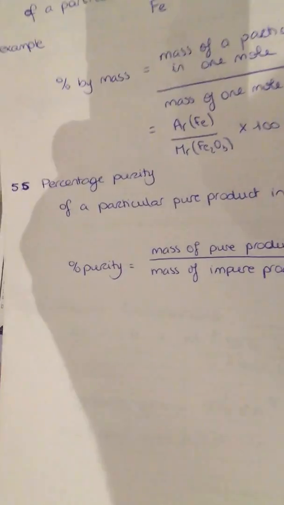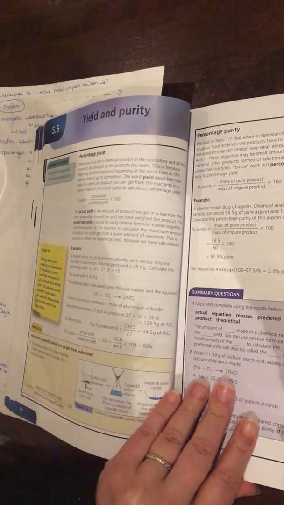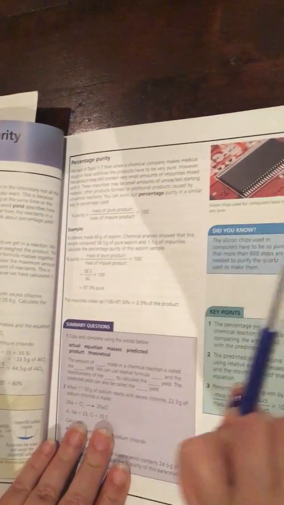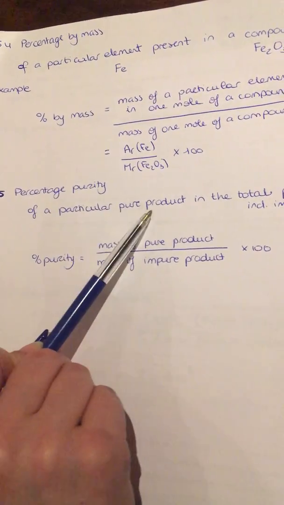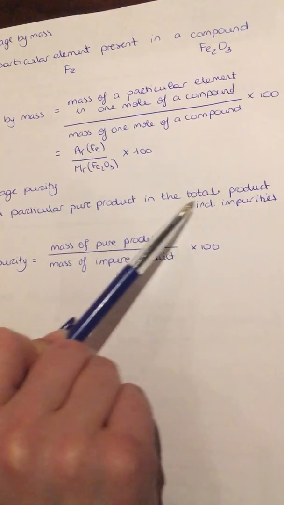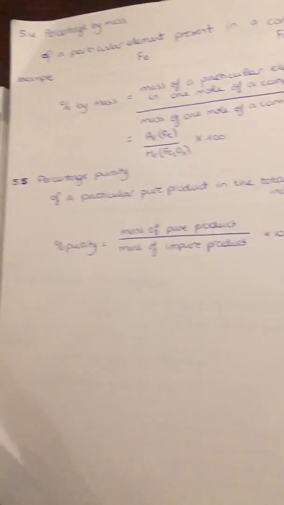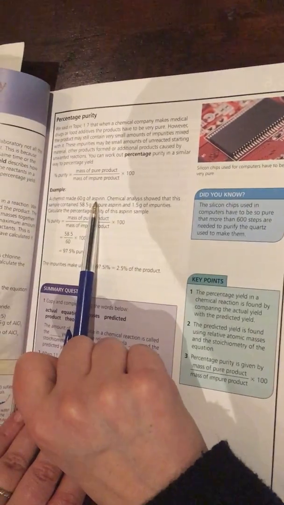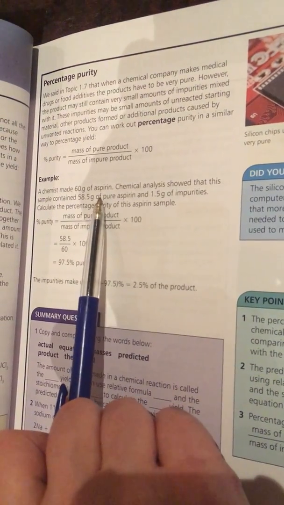Then there's also percentage purity in 5.5. And there the mass of a particular pure product in a total product is calculated. What is meant by this? Now, the example in the book talks about aspirin, a product taken when you have a headache or tummy ache.